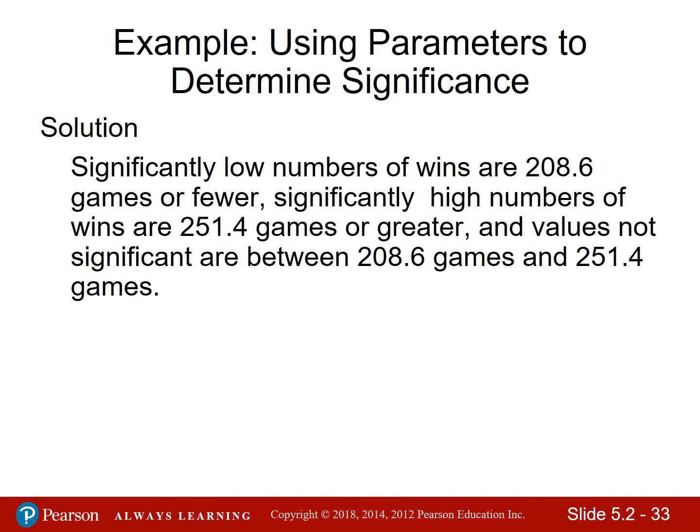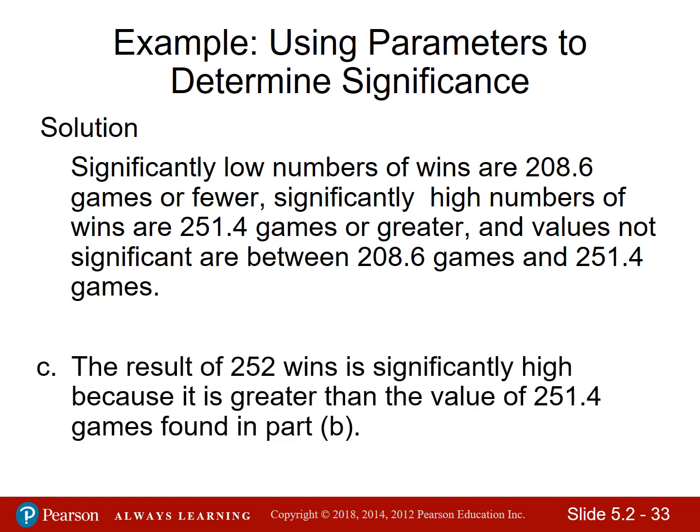Significantly low numbers of wins are 208.6 games or fewer. Significantly high numbers of game wins are 251.4 games or greater. And values not significant are between 208.6 games (there is no such thing as 208.6 games, but we can run that) and 251.4 games. So the result of 252 games is significantly high, because 252 is greater than 251.4, right?